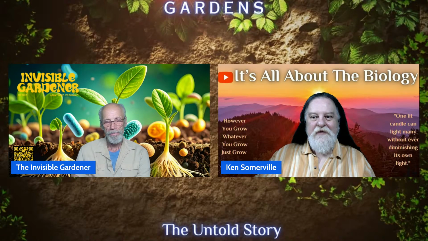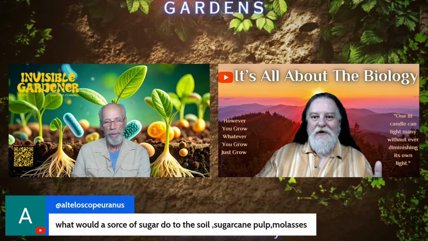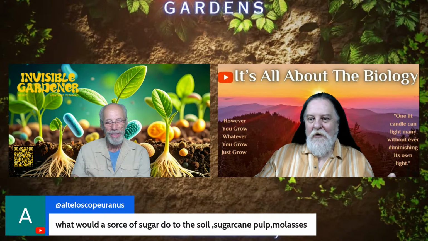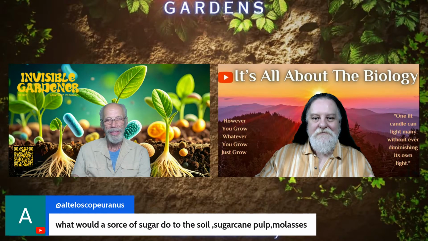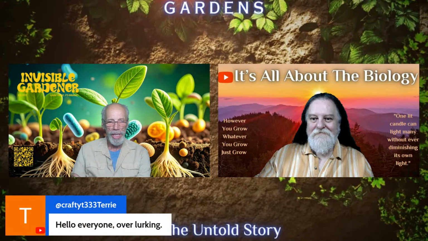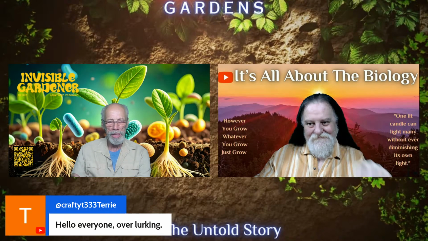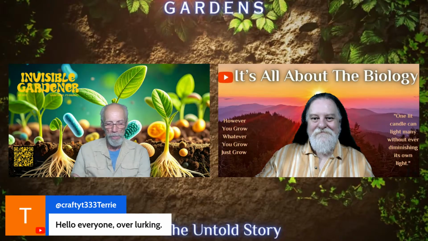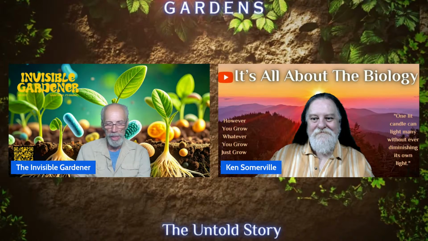Okay, you were just talking about the molasses, and our last question that I have here is, what would a source of sugar do to the soil? Sugarcane pulp, molasses. Exactly right. The biology eats it right up. So you just have to remember, don't be a moron. Mother Nature is not a moron. She does not pump it. She'll give you a little bit of everything, and you take what you need.